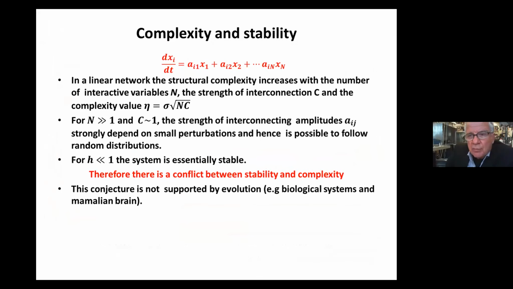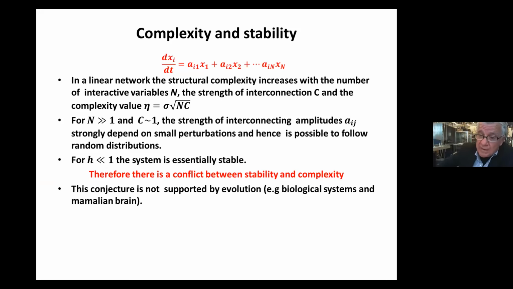It is also known that in a linear network, the structural complexity increases with the number of interactive variables, the strength of interconnection, and the complexity value. For a number of interactive variables greater than 1 and the strength of interconnection close to 1, the strength of interconnecting amplitudes between the elements of the network at different hierarchical levels strongly depends on small perturbations, and hence, in the absence of stabilization, they follow random distributions.